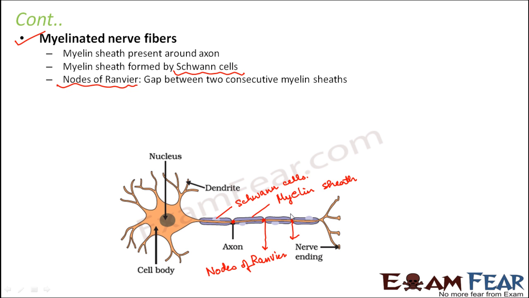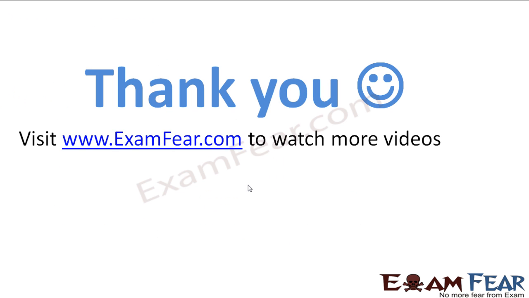Now, it has been observed. Why am I talking about myelinated and non-myelinated nerve fibers? Because it has been observed that the impulse transmission in myelinated nerve fibers is faster when compared to non-myelinated nerve fibers.